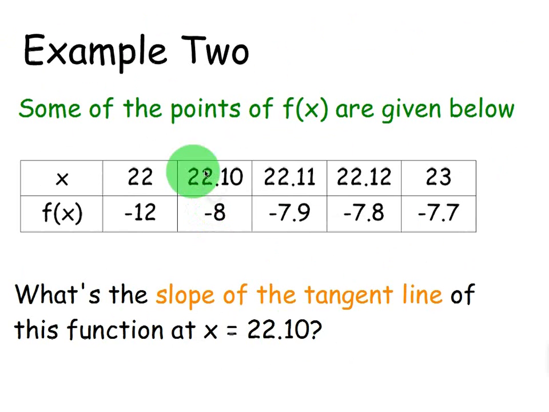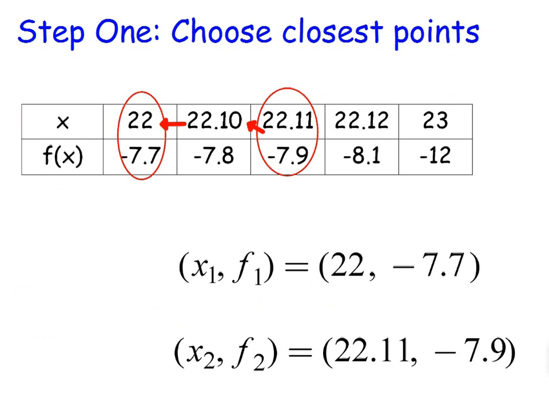So now we're going to be focusing on these values. So we should be using this point to the left and this point to the right. I'll give you a second to copy that. Actually, the chart's on the next page, so you can copy it there. Okay, so we're going to be using the point to the left, 22 comma negative 7.7, and point to the right, 22.11 comma negative 7.9.